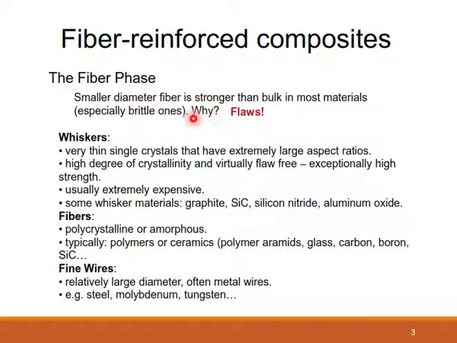So the question is, why is this the case? The answer is very simple. This is because the bulk material will exhibit more flaws than the smaller one. That means the defects in the big material will be much more than in the smaller material.